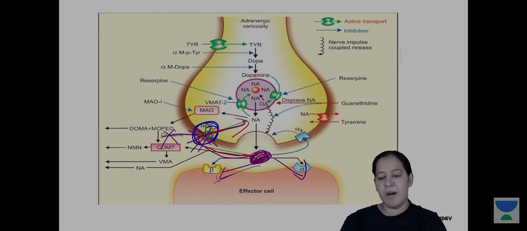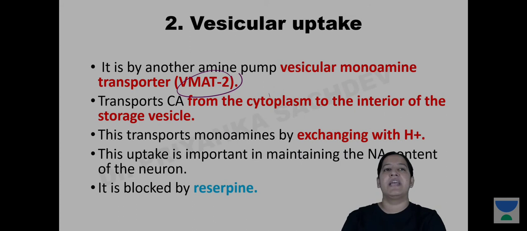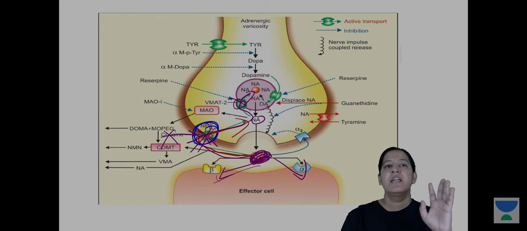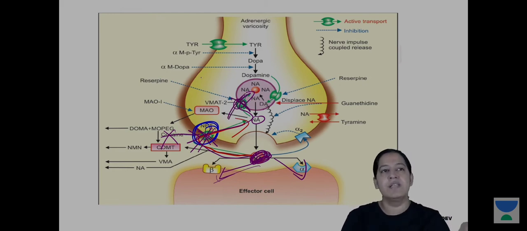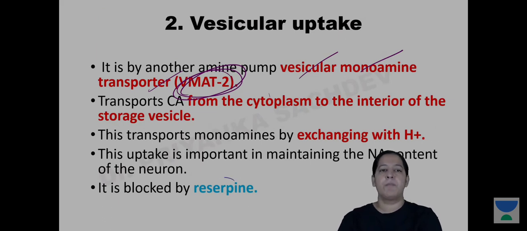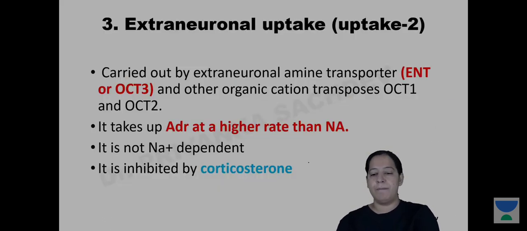The second pump you can see here is VMAT. The full form of VMAT is vesicular monoamine transporter. So this noradrenaline will move inside the vesicle with the help of another pump, VMAT. This VMAT is blocked by another poison known as reserpine. Reserpine blocks this. So till now, how many poisons do you know?